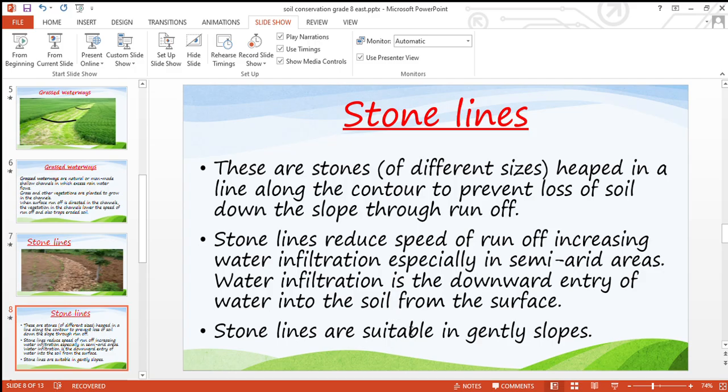So we have said that stone lines reduce the speed of surface runoff, increasing water infiltration, water seepage into the ground. Are we together? Yes. Again, you should know that stone lines are suitable in gentle slopes. That's why a farmer may decide to use stone lines, because maybe the farm is located on the slope of a hill. Are we together? Yes.